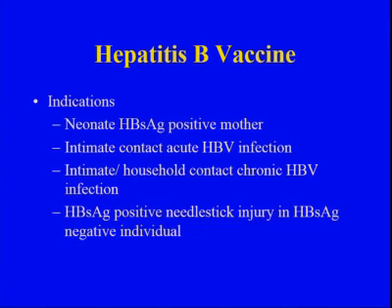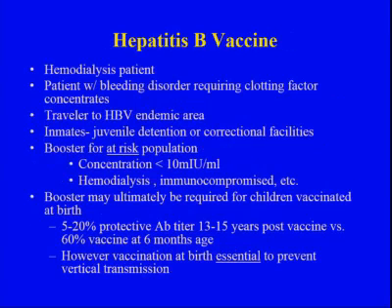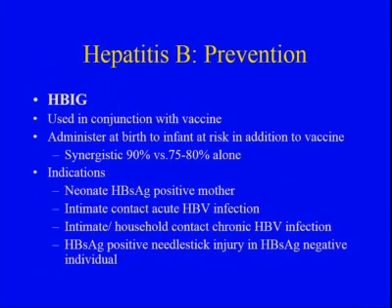These are the indications for vaccines. Again, intimate contacts of an acute infection, a neonate is essential, household members of a chronic infection, and a needle stick injury. Again, the routine immunization, 1992, universal vaccination, 1995. You can refer back to those graphs to see the drops in rate. Patients with chronic liver disease, healthcare personnel, residents and staff of institutions for individuals who are disabled, hemodialysis patients, patients with bleeding problems, and again, you may need to do a booster for at-risk individuals for this.